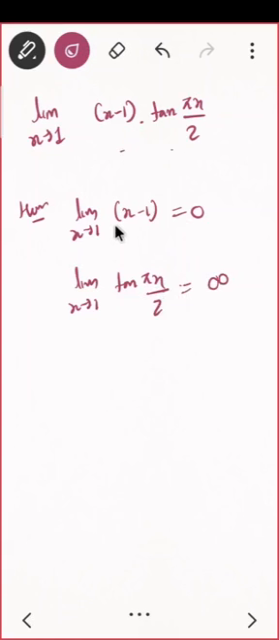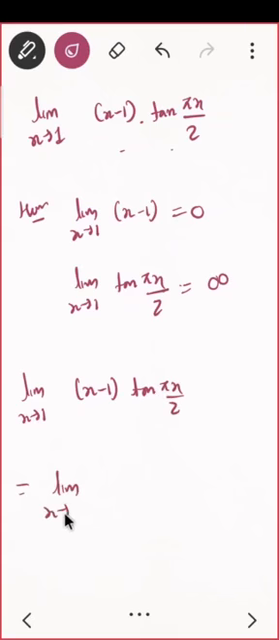What will you do? How will you handle this? Can you make it of 0 by 0 form? That is quite easy. Limit as x tends to 1, you are having (x minus 1) into tan(pi x by 2). Can I write tan as 1 upon cot? So I will be having (x minus 1) upon cot(pi by 2 x). Can I do that? Yes.